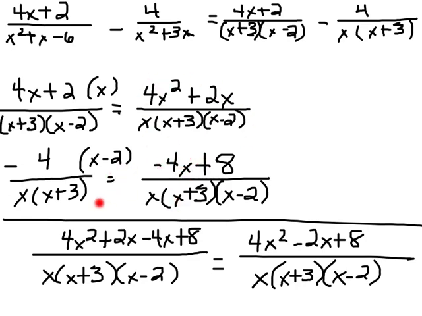So I bring everything down, 4x squared plus 2x minus 4x plus 8, all over my denominator. Then I can combine these two middle terms for a final answer of 4x squared minus 2x plus 8 over x plus 3, x minus 2. Alright, a lot of work, I know, but it's doable.